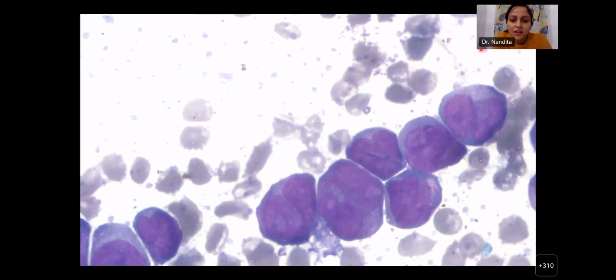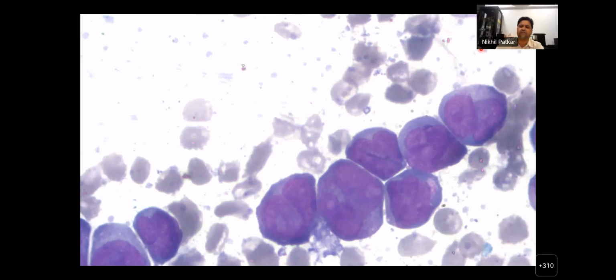Go on. The cells show pleomorphic nuclei. The nuclei are indented. Pleomorphic means different shapes of nuclei. So the nuclei are pleomorphic. Do you think they are regular or irregular shaped nuclei? So irregular. Some are indented, some have convolutions, and some are lobed. Okay, they are lobed and irregular nuclei.